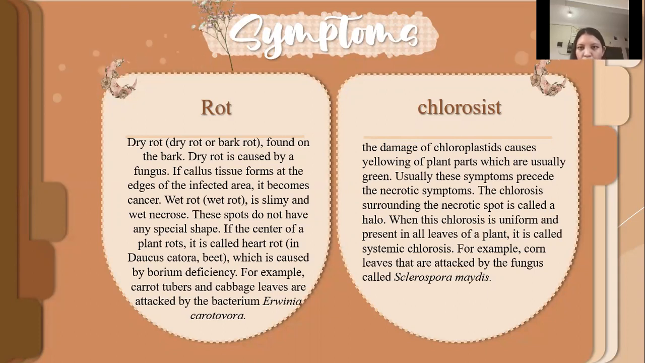Chlorosis, the damage of chloroplasts, causes yellowing of plant parts which are usually green. Usually those symptoms precede the necrotic symptoms. The chlorosis surrounding the necrotic spot is called a halo. When this chlorosis is uniform and present in all leaves of a plant, it is called systemic chlorosis. For example, corn leaves that are attacked by the fungus called Sclerospora maydis.